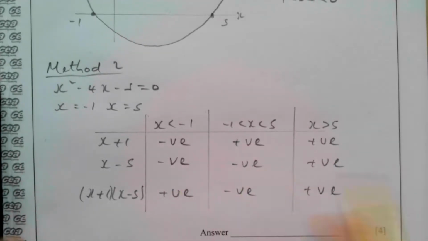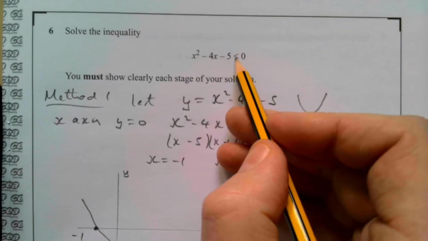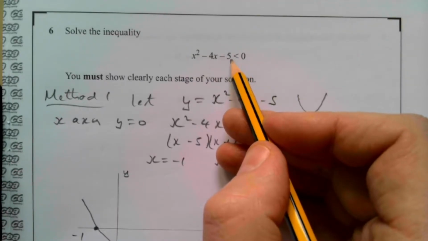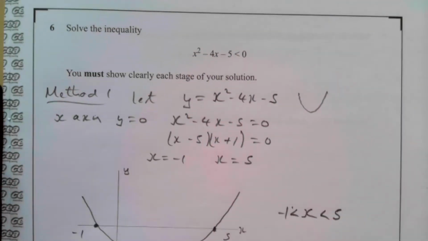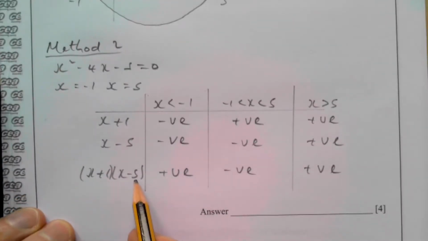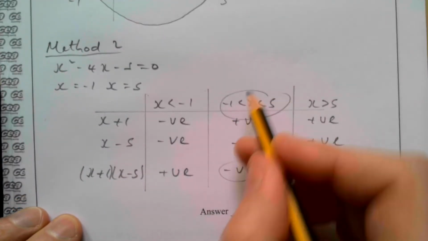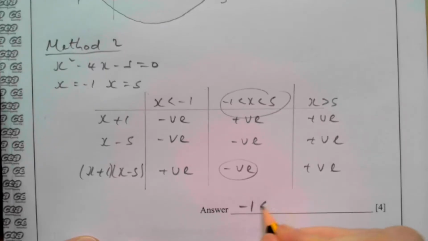The question asks, where is this less than 0? That's the same thing as asking, where is this negative? So this is negative here. So my answer is minus 1 less than x less than 5.